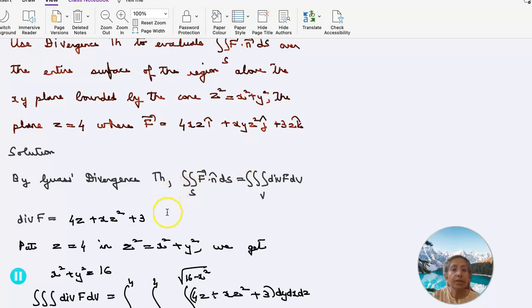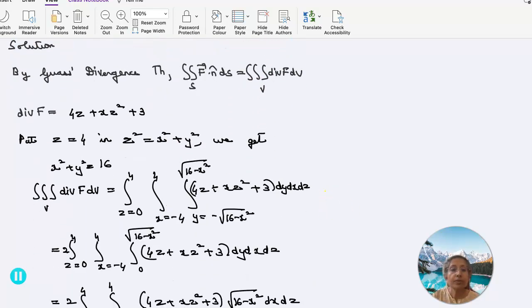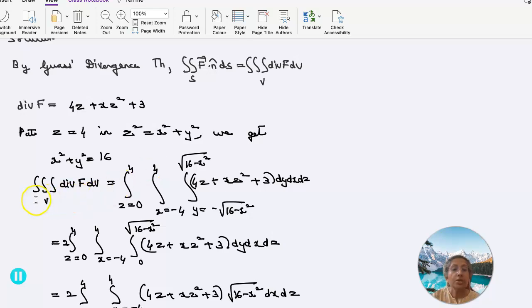Now if you put z equal to 4 in z squared equal to x squared plus y squared, we get x squared plus y squared equal to 16. So your integral reduces to the triple integral over V of the divergence of f dV, that is, the integral z equal to 0 to 4. Now this is a circle. So the limits will be x varying from minus 4 to 4, y going from minus root 16 minus x squared to root 16 minus x squared, of 4z plus xz squared plus 3, dy dx dz.